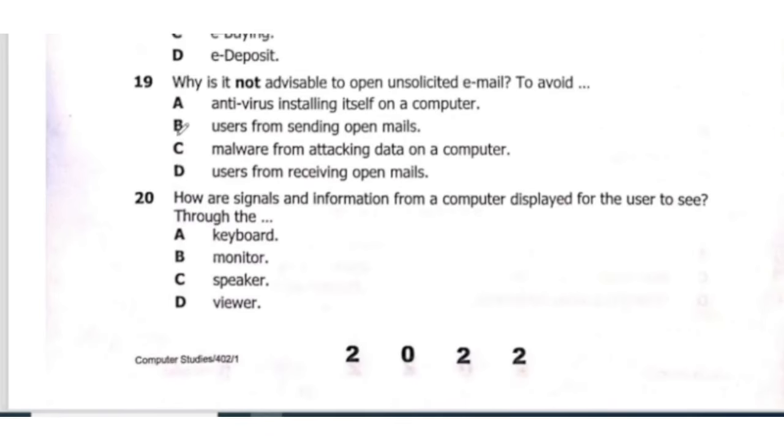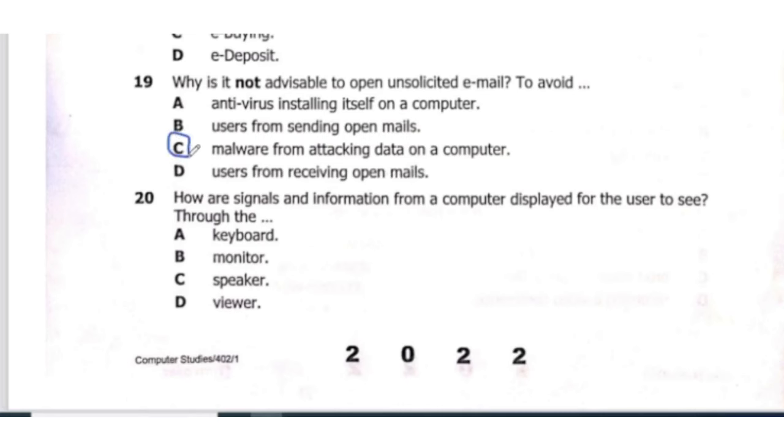Okay, we go to question number 19. Why is it not advisable to open unsolicited email? Okay, why is it not advisable to open an email which you don't know? So to avoid A, antivirus installing itself on a computer, no. B, user from sending open emails, no. C, malware from attacking data on a computer. This one might be correct. D, users from receiving open mails. No, the correct answer is C.